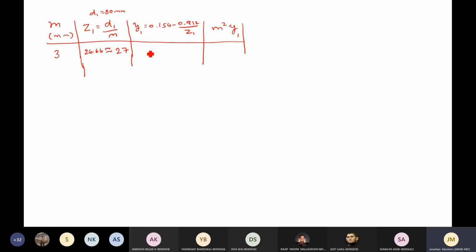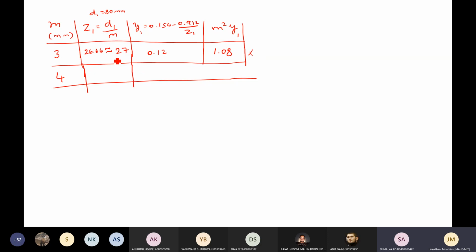How much is y1? So 0.12. Does it satisfy? 3 square is 9. 9 into 0.12 is 1.08. Yes, still not sufficient. 3 is not sufficient, so this is not sufficient. We'll go with 4 then.